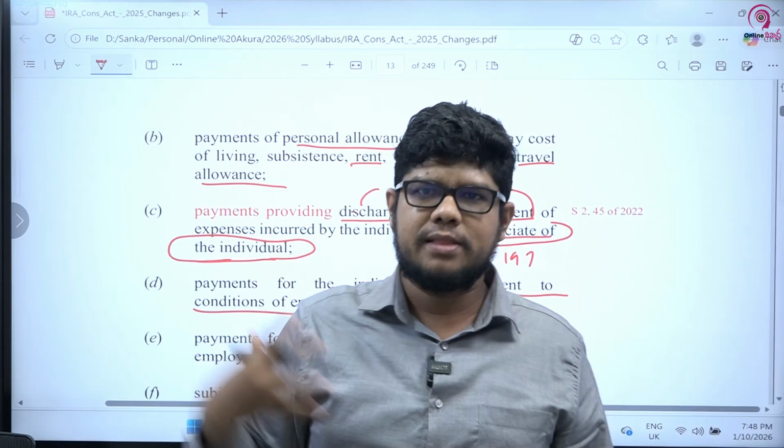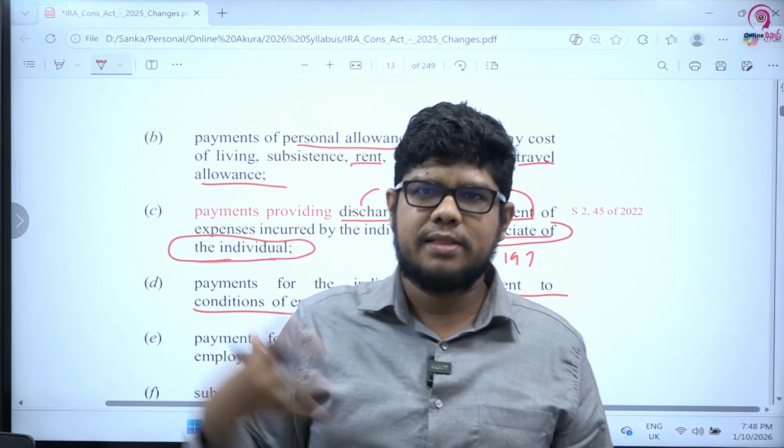Right, next one. Subject to paragraph F of subsection 3. So we will learn it, right? We will learn it. When we are learning paragraph F of subsection 3, we will then again come back to this provision and learn. For the moment, just read this.